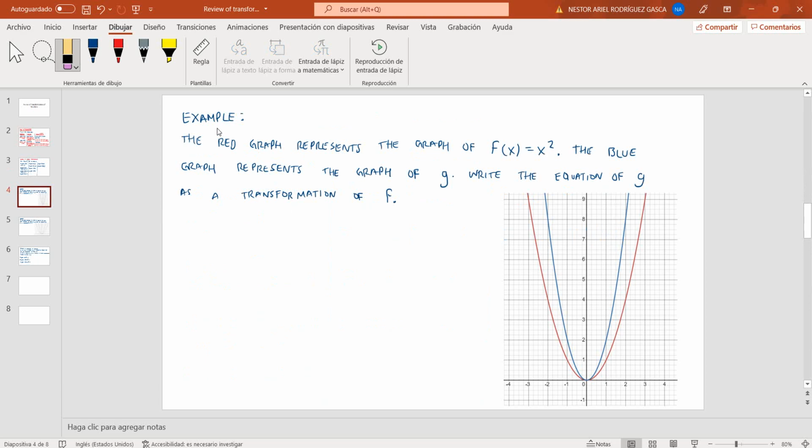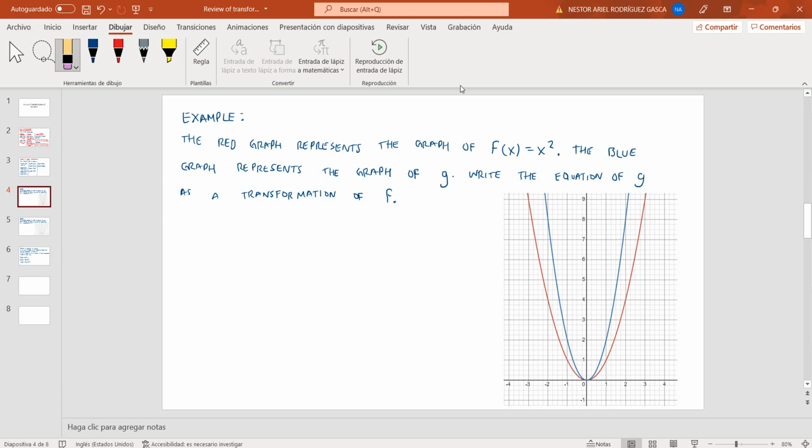Let's make this example now. What do we have here? We have two functions in here, one blue, one red, and let's read. The red graph represents the graph of the function f of x equals x squared. So this is the parent function, the parent quadratic function, the red one. Don't lose sight of that.